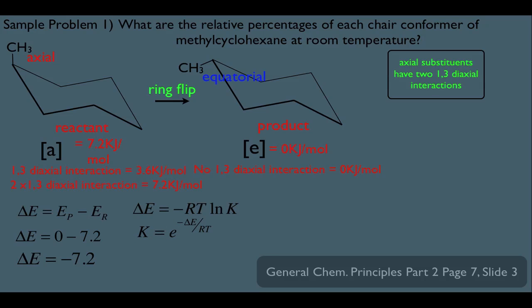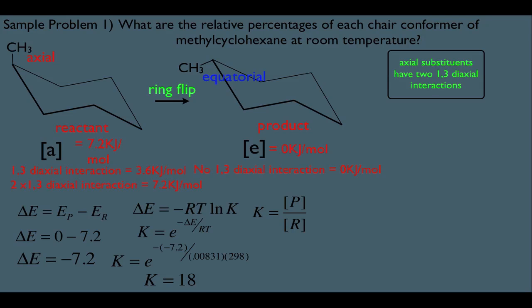Let's now plug into this equation. Remember, we got delta E at negative 7.2, so let's plug that right into here in the equation. You would end up with this right here. And notice, if you're going to plug in kilojoules for your delta E, the R value is a constant, which happens to be 0.00831, and the question is asking us about room temperature, and room temperature in Kelvin is 298. Solving for K, you would end up with K equals 18, which brings us to the next calculation.